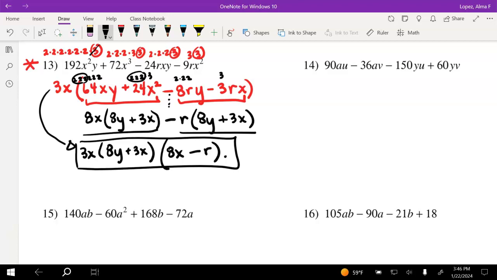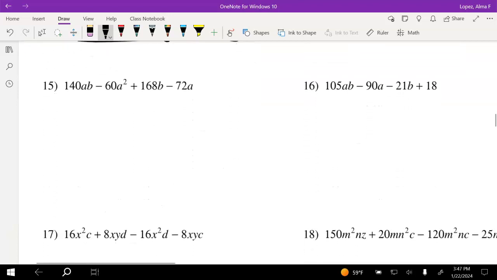And real quick, just to finish up, we only have to do numbers 1 through 16 on the homework. So let's look at our last one. First, the prime factorization.